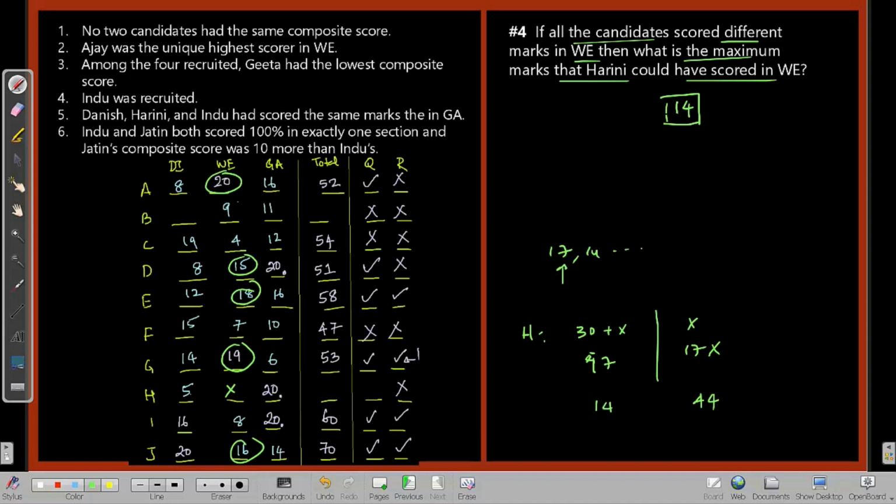Now if you actually look at this particular set of questions, quite a few deductions need to be done. It's not that it's difficult, but it's definitely time consuming, and you could make silly mistakes here, so you have to be very careful when you solve questions like this. Thank you.